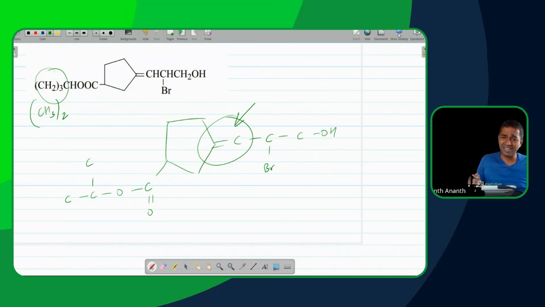IUPAC and nomenclature are not tested much. And if they get tested, they'll get tested at a very basic level. So don't waste your time on all of this hyper complicated thing. But I will say this, you will see this in your exams, in your weekly exams.